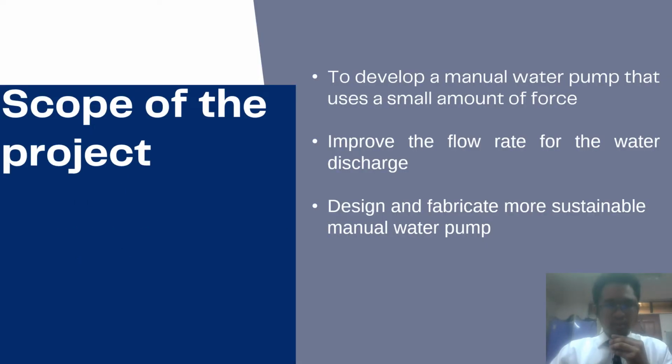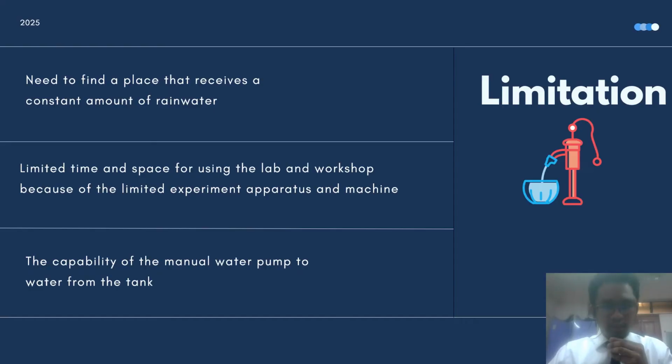Next, let's move to the scope of the project. Firstly, to develop a manual water pump that uses a small amount of force. Secondly, improve the flow rate for the water discharge. And lastly, design and fabricate a more sustainable manual water pump. Next is the limitation for this project.